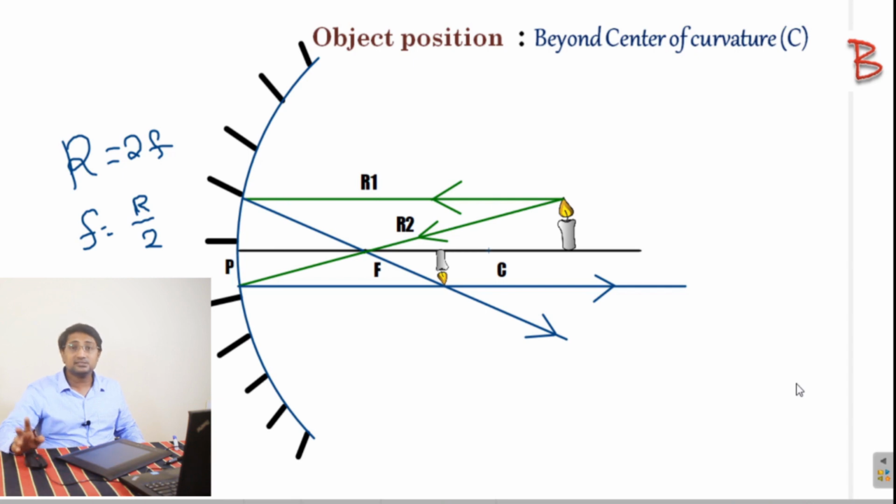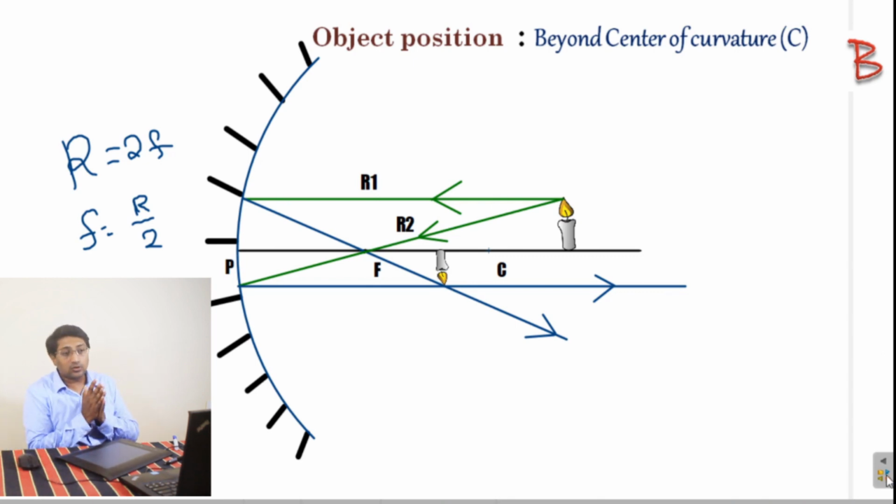All we did was pick two representative rays out of the four available, but as we already spoke, the fourth one we use very rarely. Now R1 and R2, the reflected rays, meet at a point, and that point is the tip of the candle, so I have an inverted candle over there.